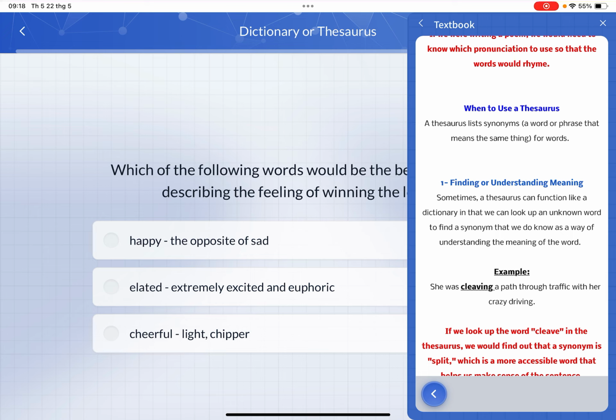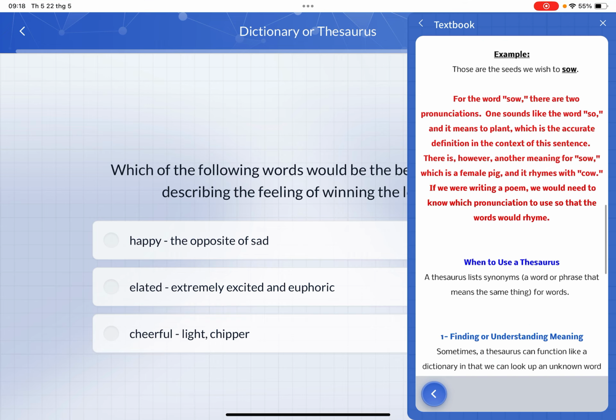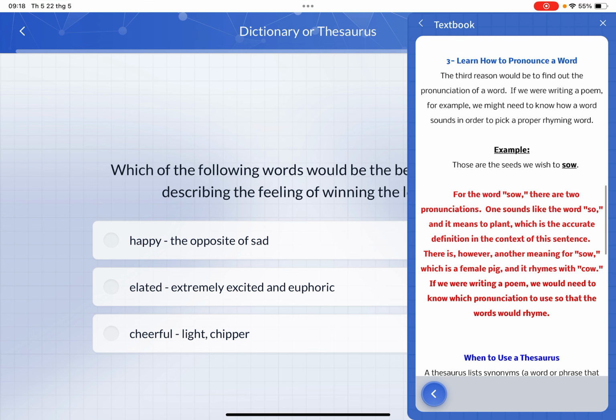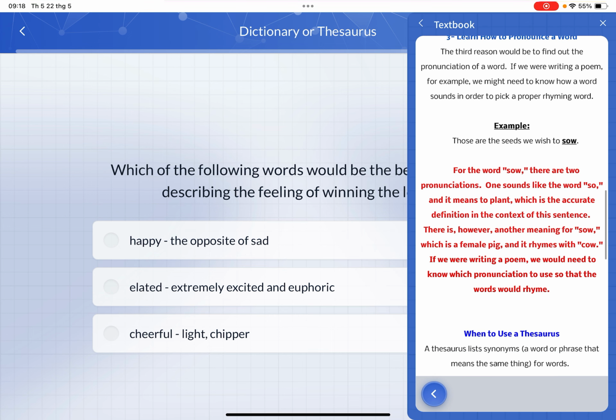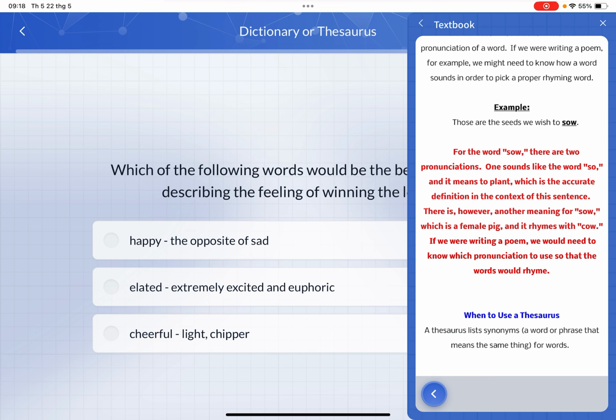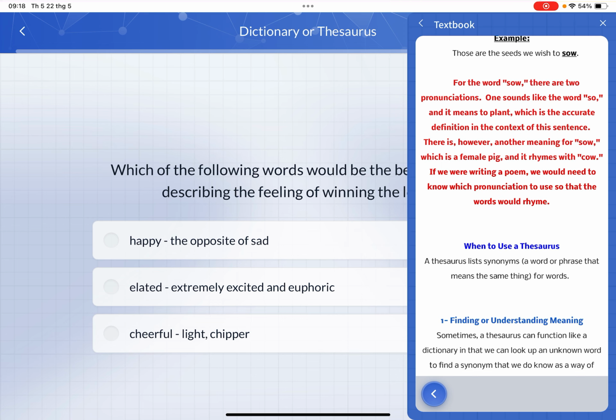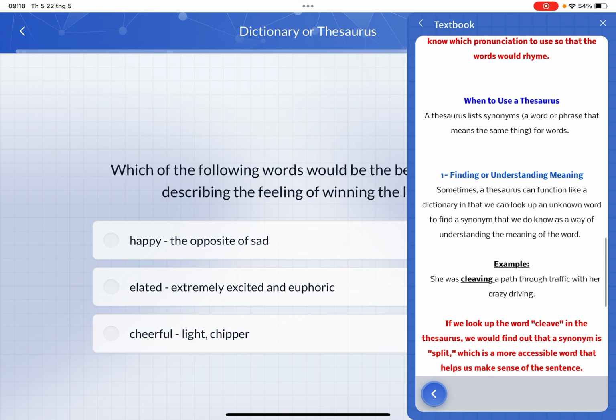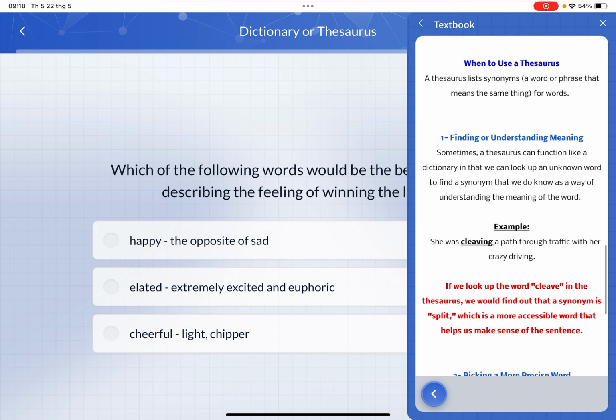Okay, what about the thesaurus? Often we would use a dictionary to find out all these words, but a thesaurus would list synonyms. A dictionary would normally give us the definition and how it sounds, but it does not give us synonyms. So that's what the thesaurus does. It gives us synonyms, which are words or phrases that mean the same thing as another word or phrase.